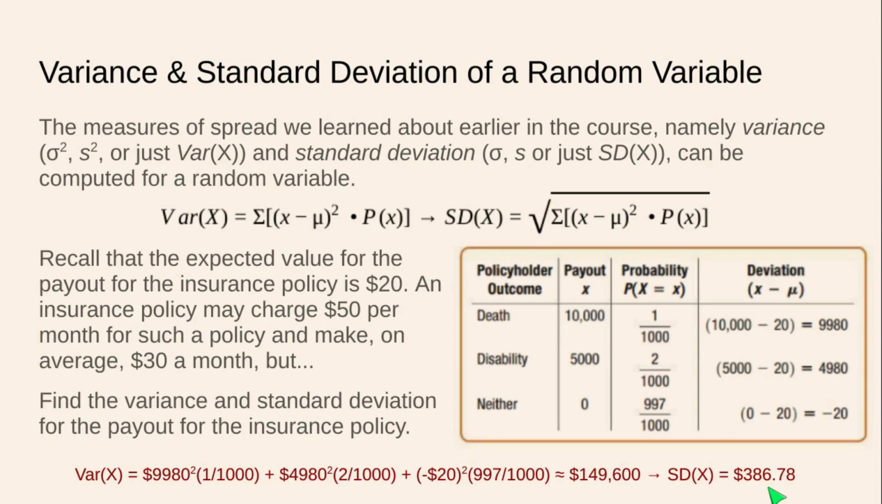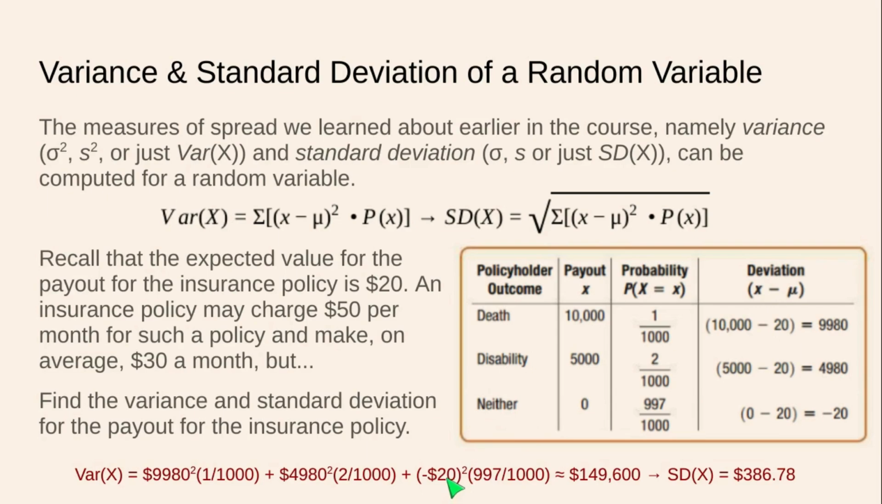Now, of course, I would be remiss if I did not describe what on earth is going on. So let's start with this first term right here. This 9980 squared. Where does the 9980 come from? Well, that's $10,000 payout for death minus the mean. That would be a deviation, all right? Deviation from the mean, which would be 9980. I would square that, multiply it by the likelihood of attaining such an unfortunate deviation. Then 4980 I get from the disability row. 5,000 minus 20 is equal to 4980.